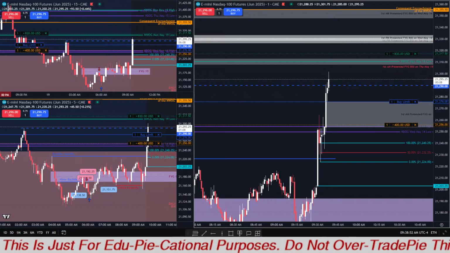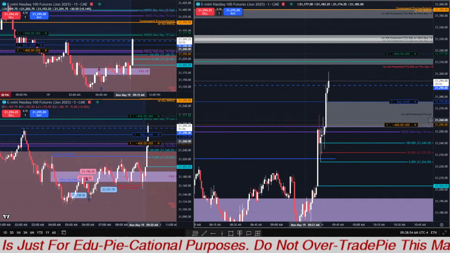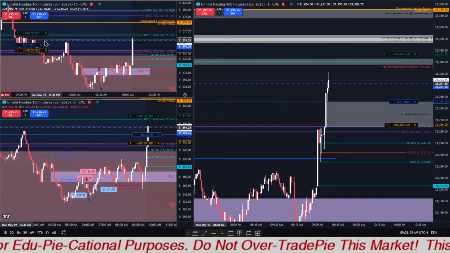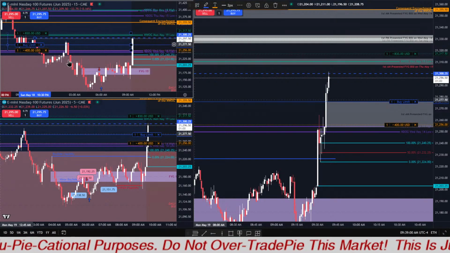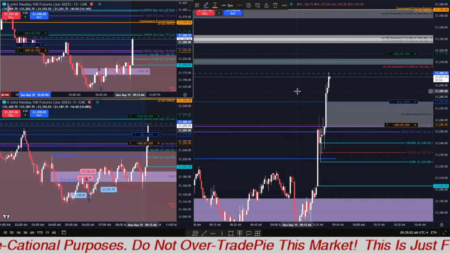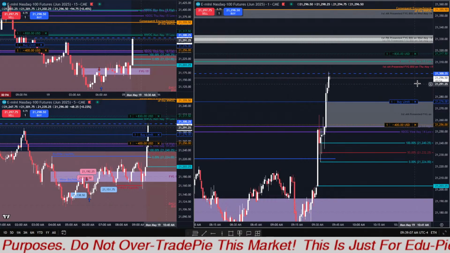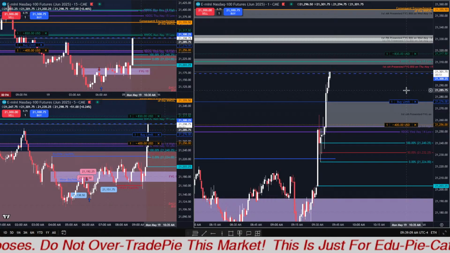Now we are trading again above the buy side liquidity. Just let me put this buy side liquidity over here. So we have this as our buy side liquidity, 21,300.